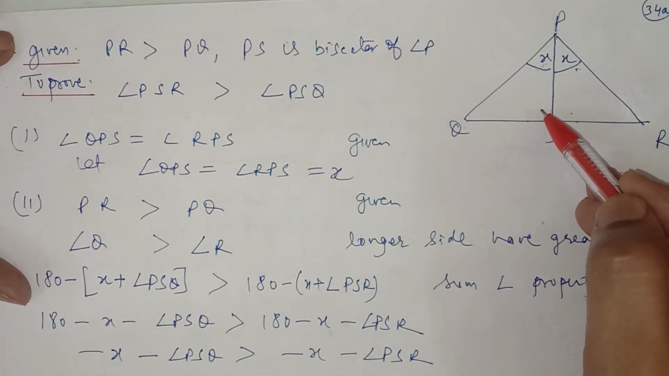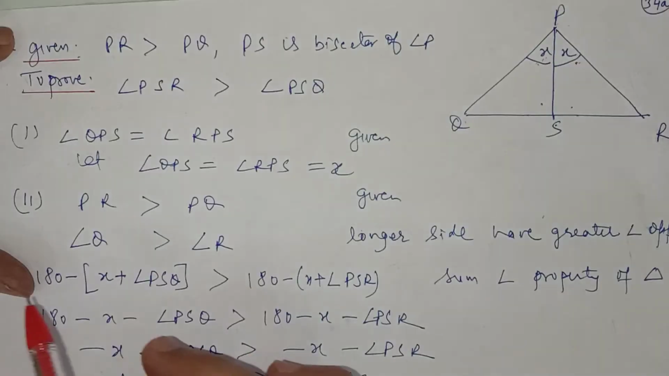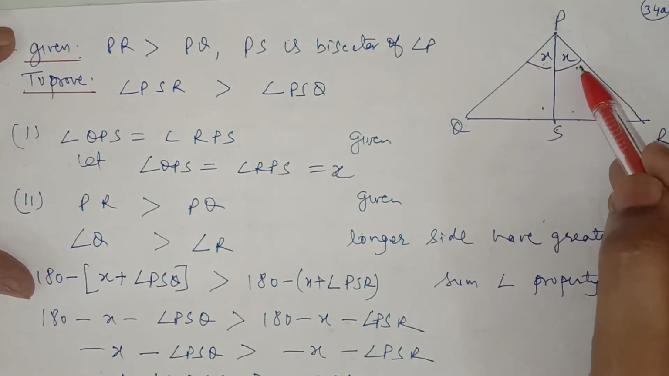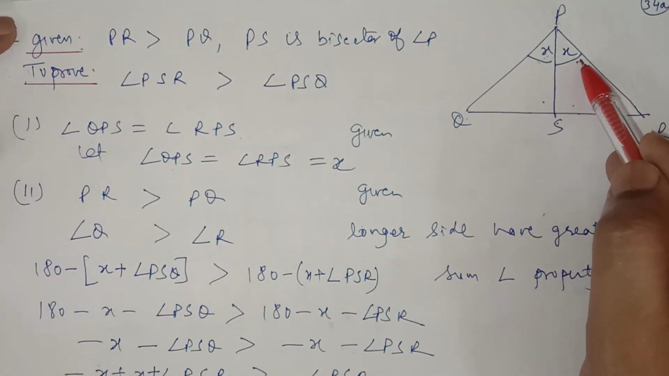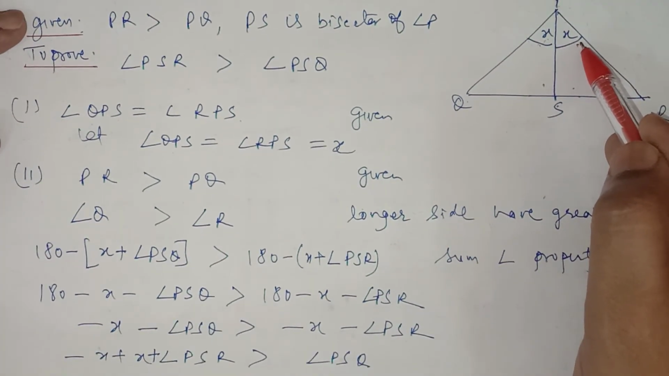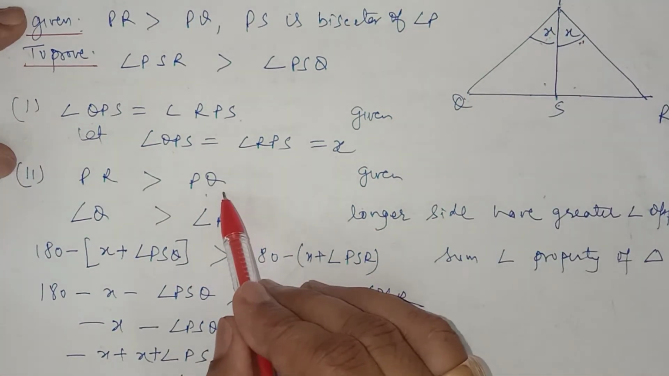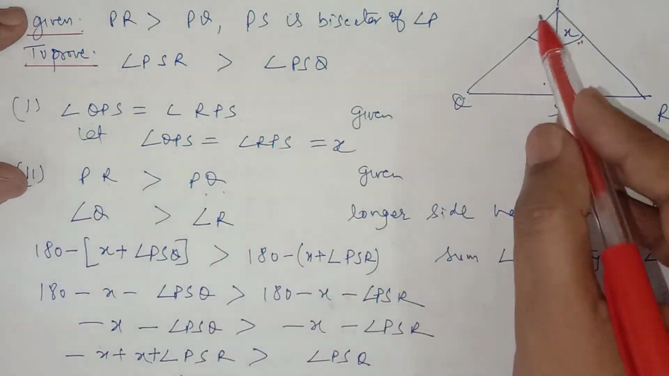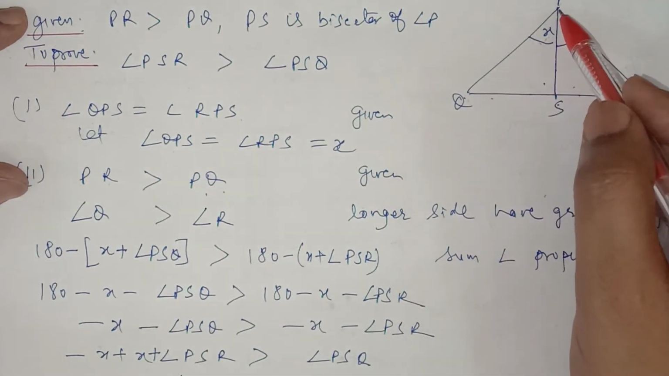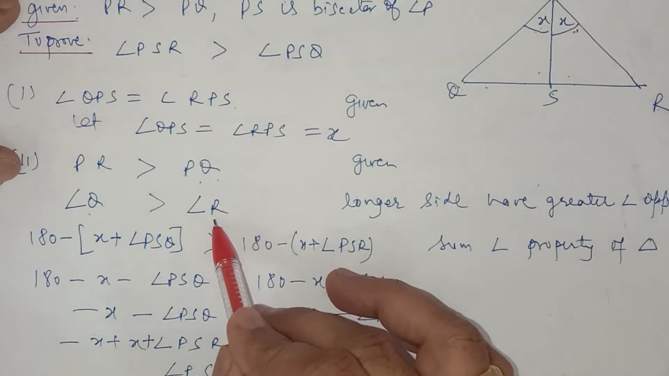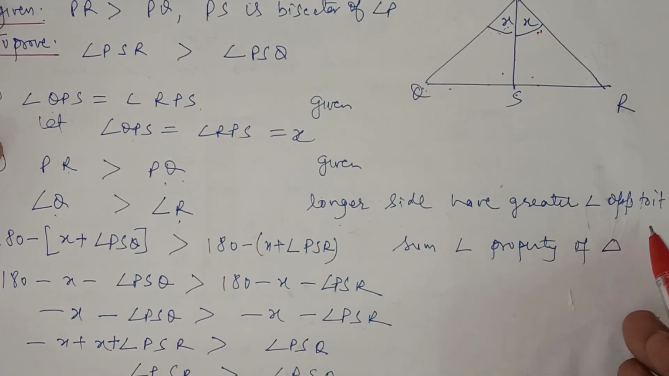Now it is given that angle QPS is equal to angle RPS, so I will write both equal to X. Now it is given that PR is greater than PQ. The angle opposite to PR is angle Q and the angle opposite to PQ is angle R. So angle Q will be greater than angle R. Longer side has a greater angle opposite to it.